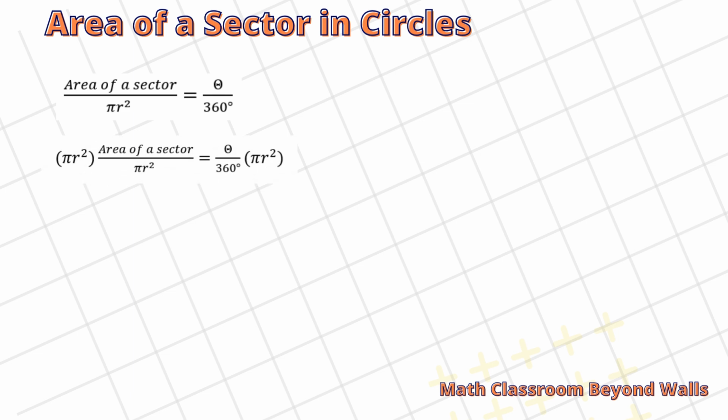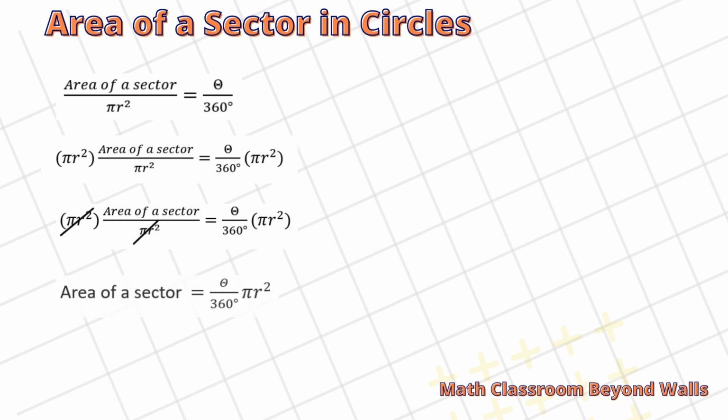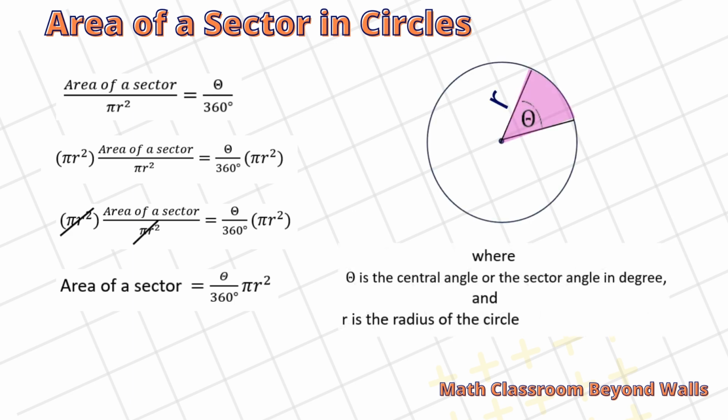Multiplying both sides of the equation by pi r squared cancels the pi r squared on the left side of the equation, giving us the formula in finding the area of a sector in a circle. Thus, area of a sector equals theta over 360 degrees times pi r squared, where theta is the central angle or the sector angle in degrees and r is the radius of the circle. Remember this, learners. You must have the values of these two variables, theta and r, to determine the area of the sector in a circle using this formula.